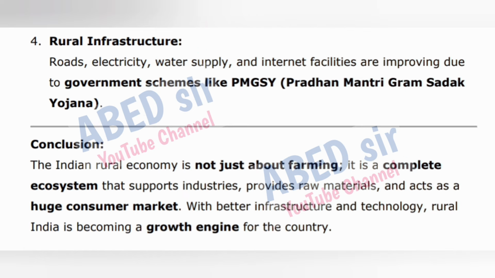4. Rural infrastructure. Roads, electricity, water supply, and internet facilities are improving due to government schemes like PMGSY, Pradhan Mantri Gram Sadak Yojana. Conclusion. The Indian rural economy is not just about farming. It is a complete ecosystem that supports industries, provides raw materials, and acts as a huge consumer market. With better infrastructure and technology, rural India is becoming a growth engine for the country.